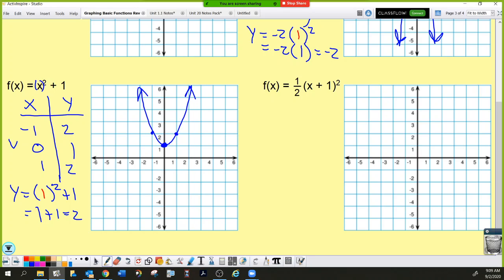So again, I'm asking you to see that this looks like the parent function that's just been moved up 1. And I'd like for you to be asking yourself, I wonder what made it move up 1. And we'll move on to the last example.